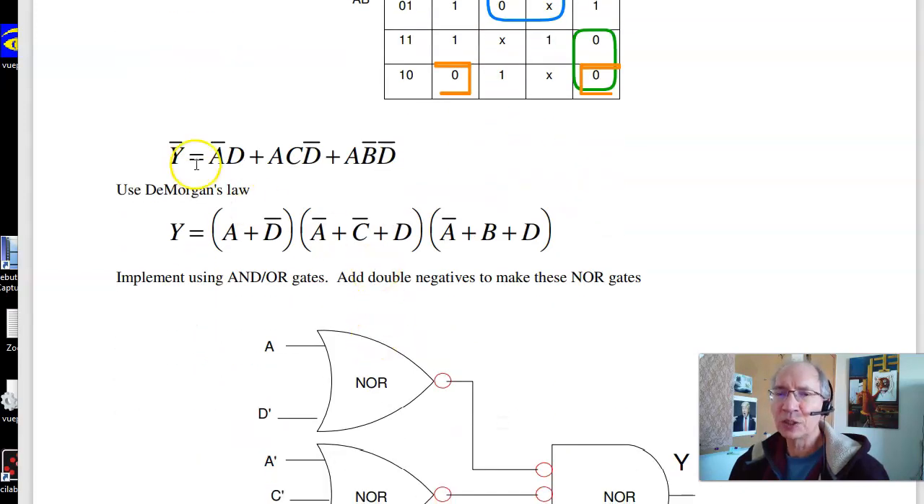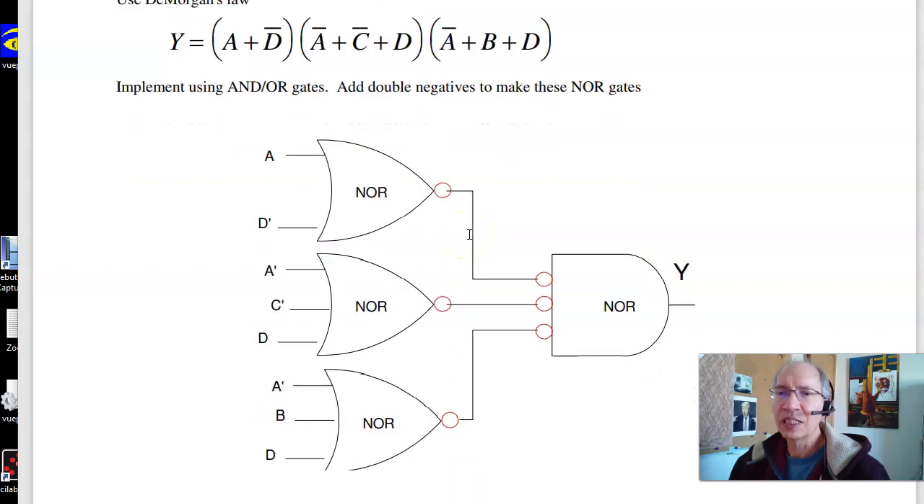Now you use De Morgan's law, negate both sides. Not Y gives you Y. AND goes to OR, OR goes to AND, and flip the sign of everything. So A goes to A bar, D goes to D bar. I can then implement that using OR gates. So that's A or D bar, ANDed with A bar or C bar or D, ANDed with A bar or B or D. Throw in double negatives, that turns OR into NOR, and the AND into NOR also.